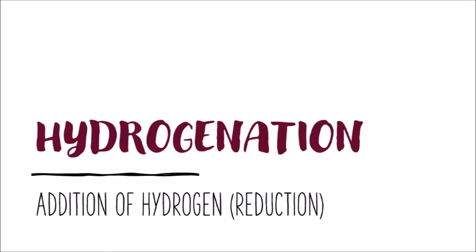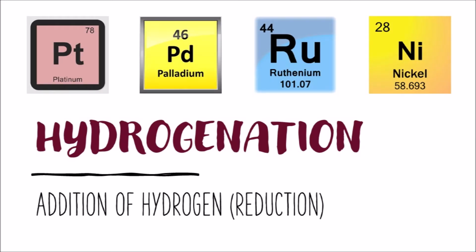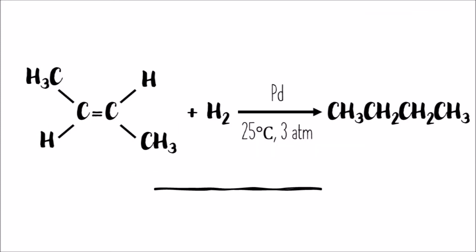Next is hydrogenation. Virtually all alkenes react quantitatively with molecular hydrogen in the presence of transition metal catalysts such as platinum, palladium, ruthenium, and nickel. In this reaction of trans-2-butene with molecular hydrogen, there is a conversion of alkene to alkane in the presence of a catalyst under certain conditions, which is why it is sometimes called catalytic reduction.